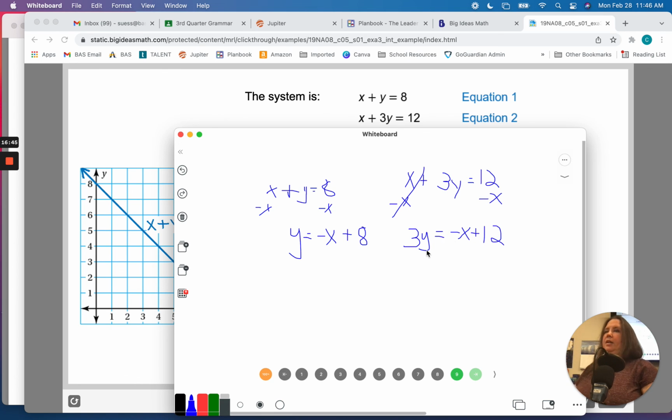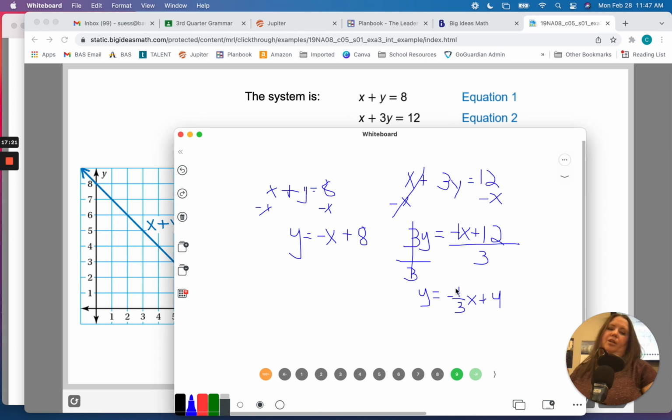All right, now I need to get the y by itself. So how do I get the 3 away? Divide by 3. Divide everything over here by 3. Okay, so this is canceled. I get y equals. What's in front of this x? 1. So just leave it as a negative 1/3, since it doesn't divide evenly. And then what is 12 divided by 3? 4. All right, now is this in slope-intercept form?